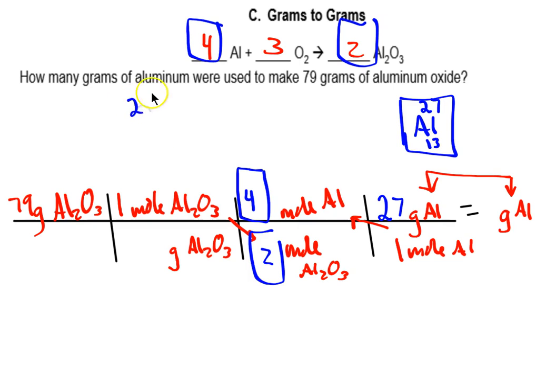So I have 2 aluminums. Each of them is 27. Plus I have 3 oxygens, and those are 16 each. I think this was 102. Is that right? Anyone already do it? Okay. It's 102. I put that in, and then I'm ready to roll.